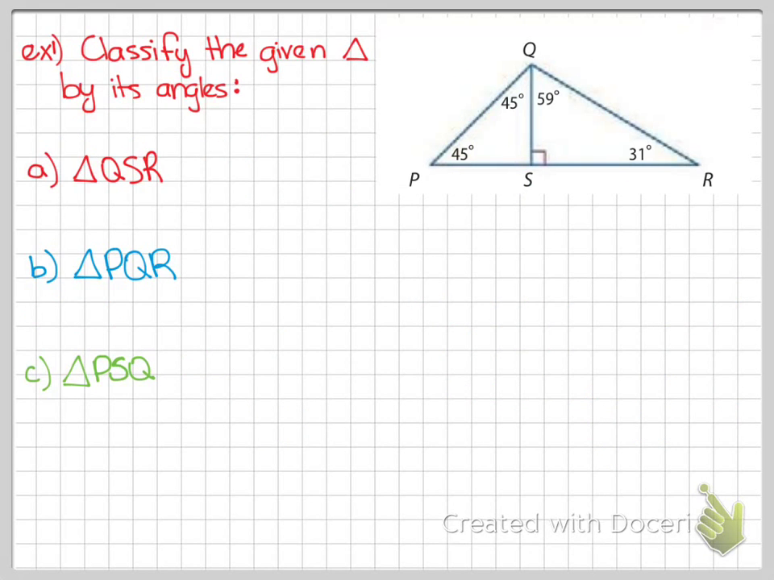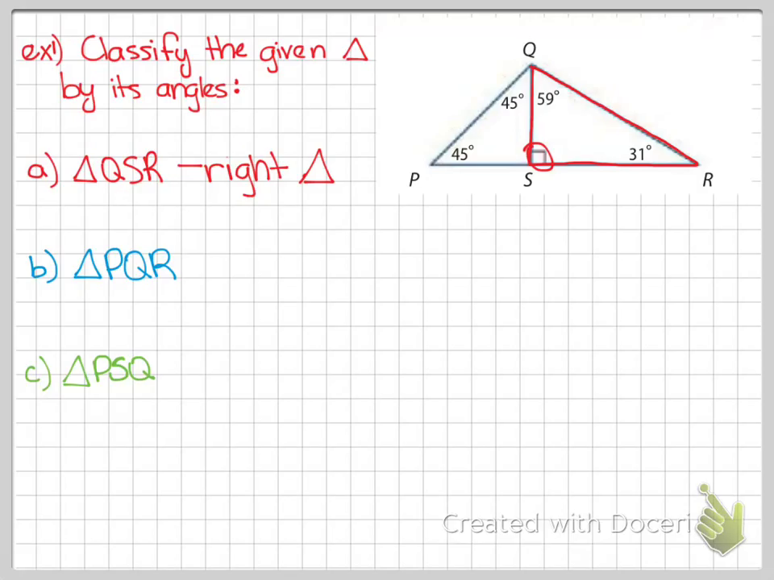Alright, so let's look at the following example. We want to classify the given triangles by their angles only. So let's look at the first one, triangle QSR. Triangle QSR is this triangle in red here. It's got a right angle, so that means that QSR is a right triangle. That's classifying by its angles. That is a right triangle.